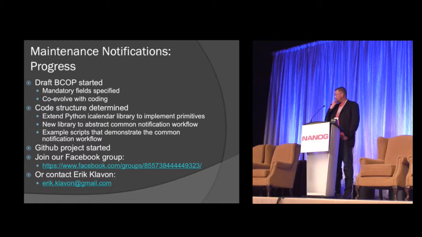So this has got a draft that's been started. The mandatory fields have been specified, and this has been evolved with coding. The code structure has been determined. This is to extend Python iCalendar library to implement primitives. A new library to extract the common notification workflow, and example scripts that demonstrate the common notification workflow. This project's actually started on GitHub, so there's a Facebook group, a GitHub group, and certainly if you want to reach out to Eric to get involved with this one, it looks like this will be a very useful BCOP when it's all finished up.